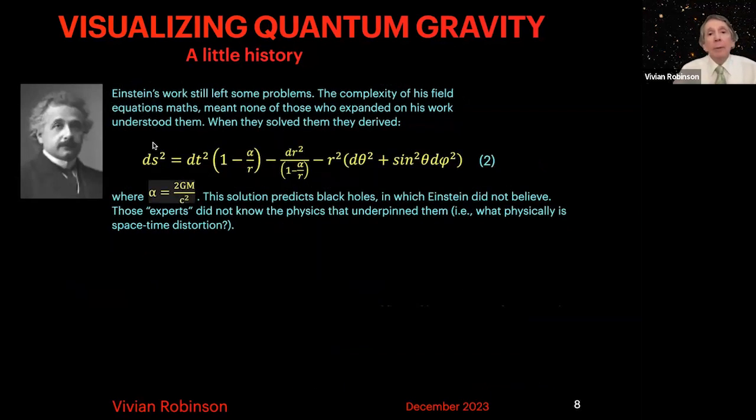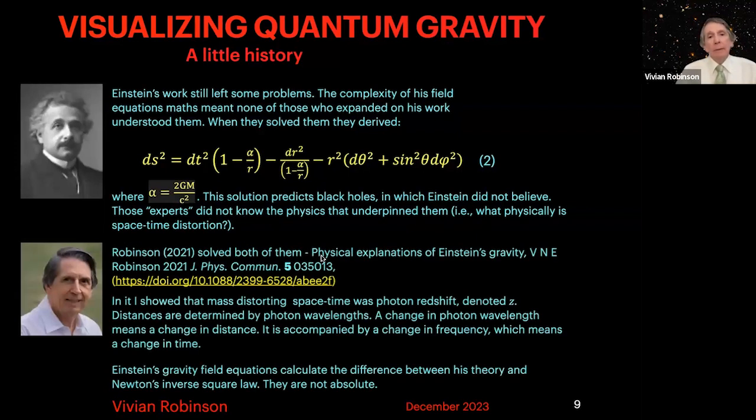Einstein's work still left some problems. The complexity of his field equations meant that none of those who expanded on his work understood them. When they solved them, they derived this term, where alpha equals 2GM over c squared. It has this 1 minus alpha over r term, which predicts that gravity will be stronger than inverse square. That solution predicts black holes, which Einstein did not believe. Those experts did not know the physics that underpinned them. That is, what physically is space-time distortion.